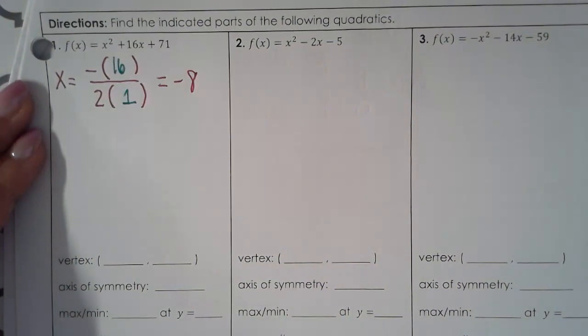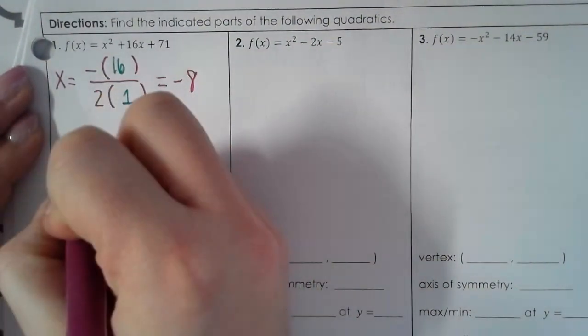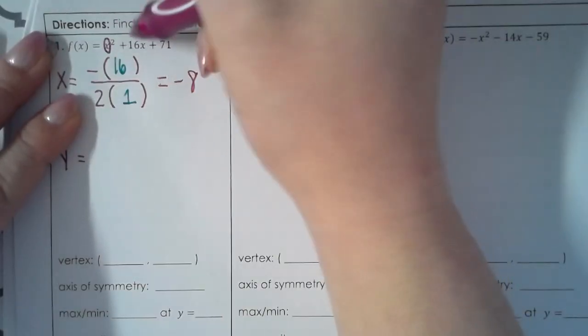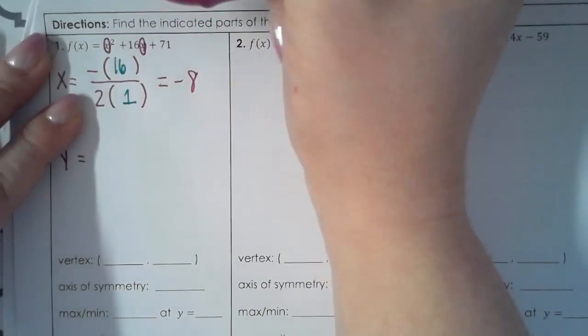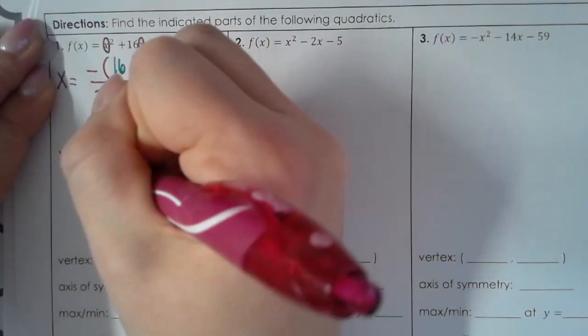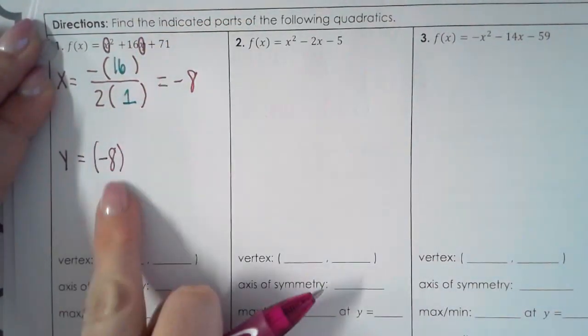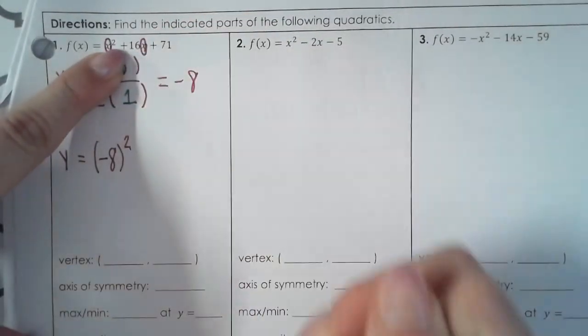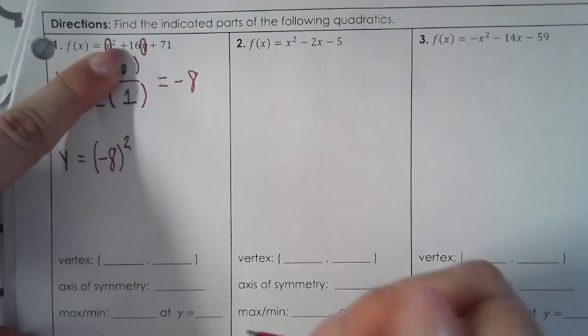And then the y value, we're going to plug in -8 where there's an x. Now it's really important that you only replace the x with the -8. And that's going to go in parentheses. So that -8 is coming in parentheses. That squared has to go outside of them. The only thing that's in parentheses is your -8.